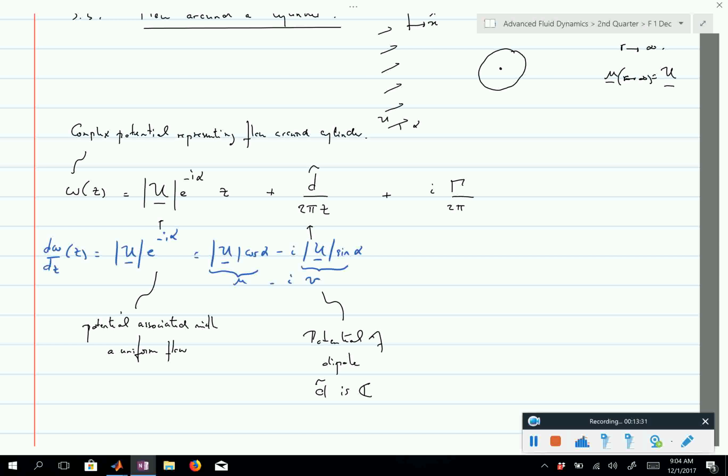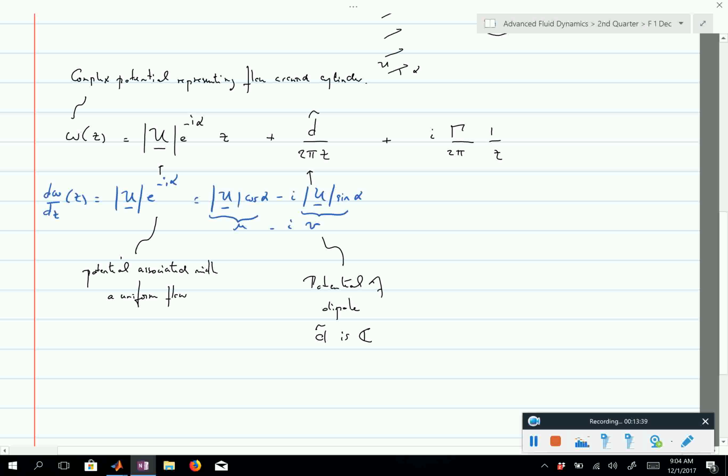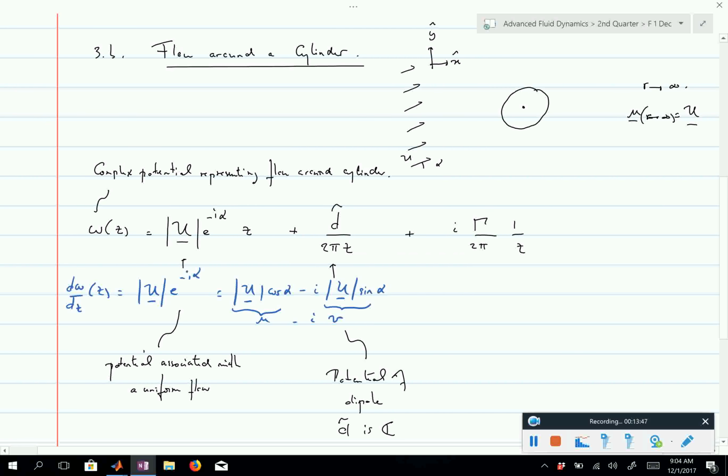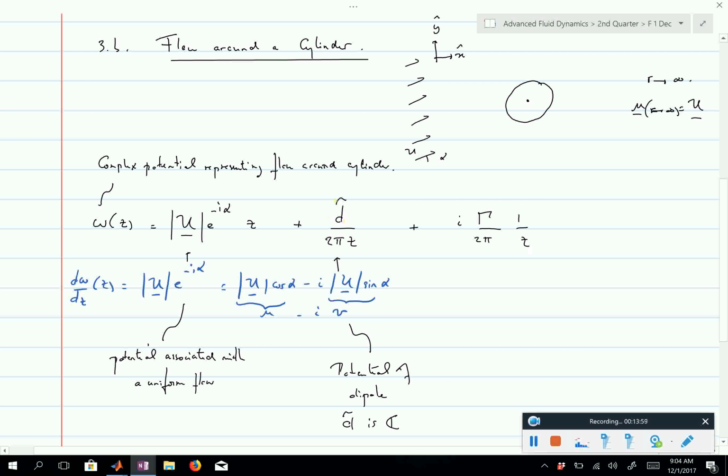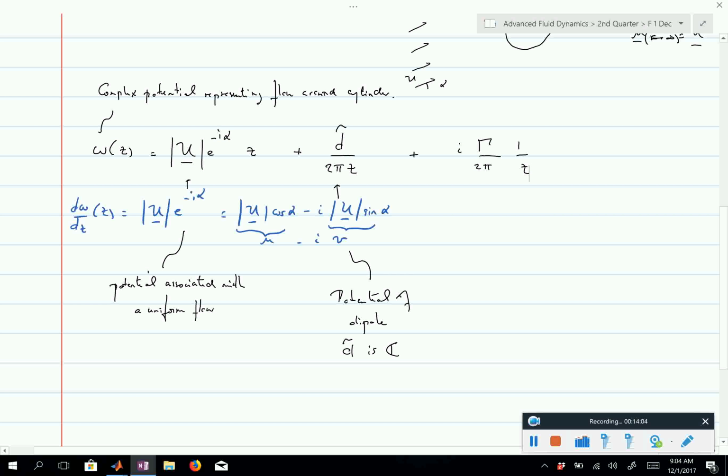So this is i gamma divided by 2 pi times 1 divided by z. So you did the same step. It's exactly the same as with real potentials. You constructed your complex potential, and now you have to impose your boundary condition. We imposed our boundary condition at infinity already by writing that a uniform flow is this, and we need to impose a boundary condition at the surface of the cylinder to identify d. And just like with real potentials, gamma, the circulation, will remain undetermined, which means that we can have a solution to that problem with any value of gamma.